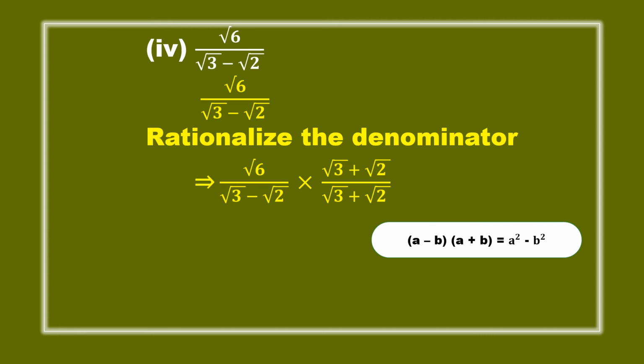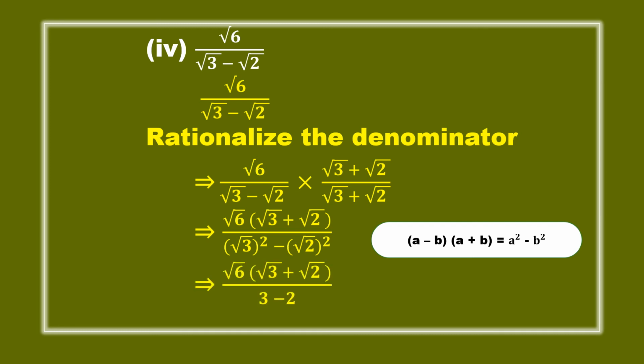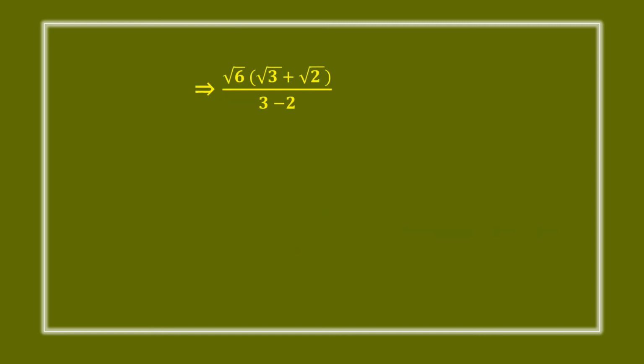Okay, so as the numerator is root 6 into this one, you write it as it is, root 6 into root 3 plus root 2, divided by, here use this identity, root 3 whole square minus root 2 whole square. Okay, so square and root cancel, here square and root cancel, so you'll get 3 minus 2. Okay, so root 6 into root 3 plus root 2 by 3 minus 2. So let me take the 3 minus 2, we can simplify it, so it will give you 1. Okay, so here in the denominator if it is 1, no need to take it.